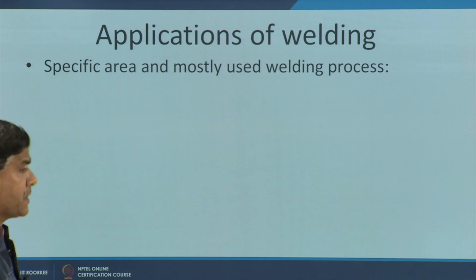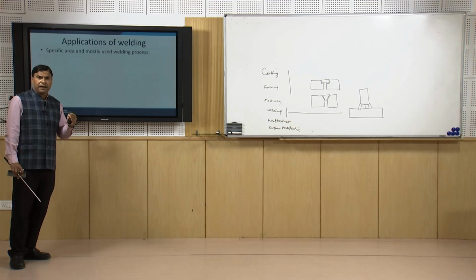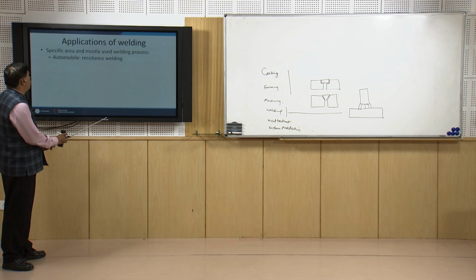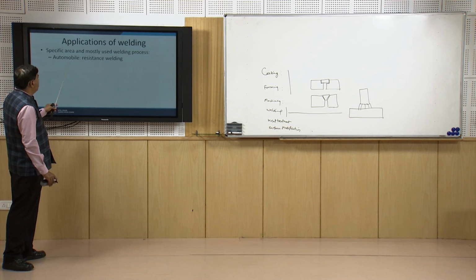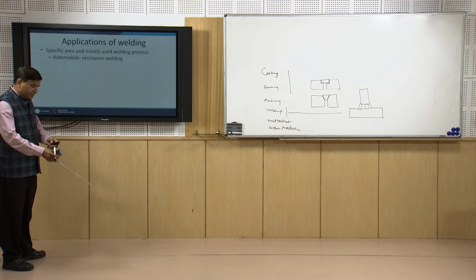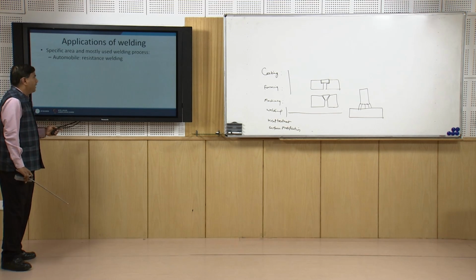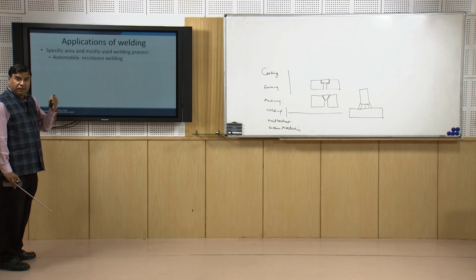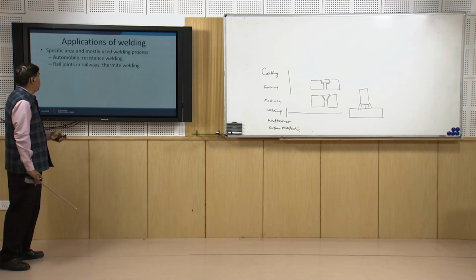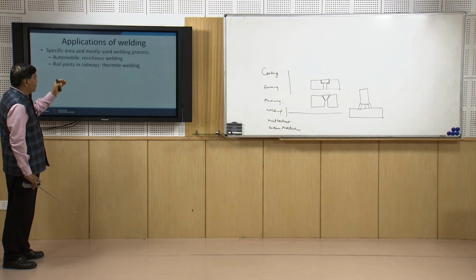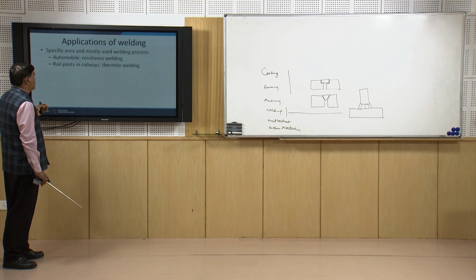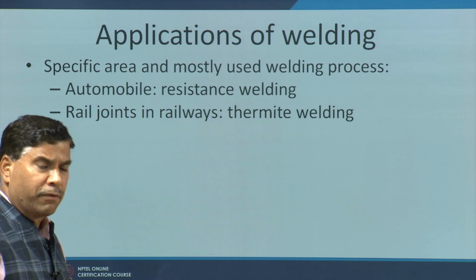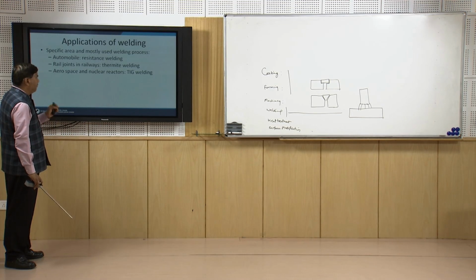Now, we will see the process specific applications of the welding process. In the automobile industry, resistance spot welding is very commonly used. Each car has about 4,000 to 5,000 spots which are produced by the resistance spot welding process. Rail joints normally use thermite welding for producing the butt joint.